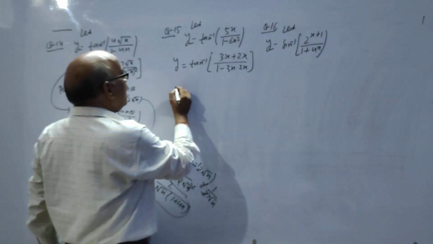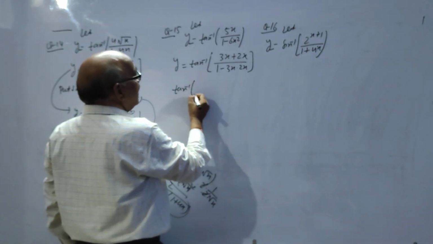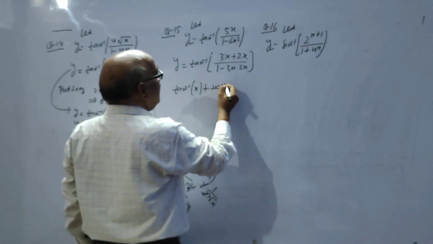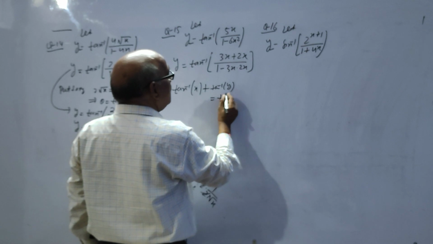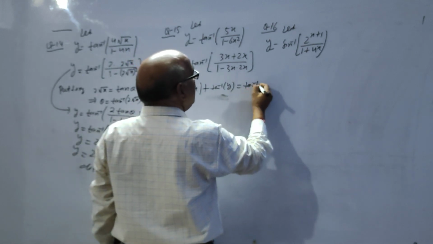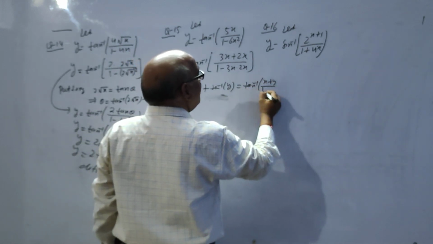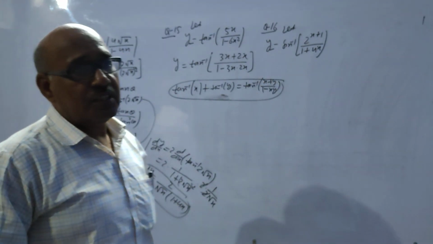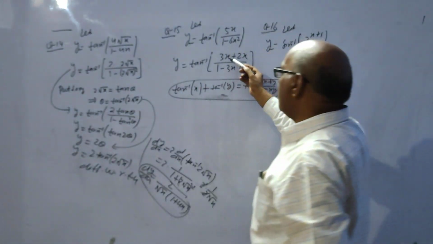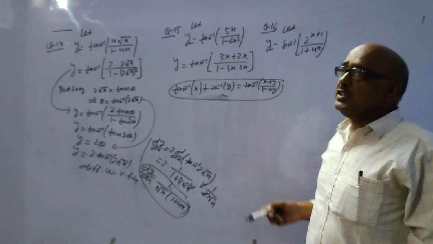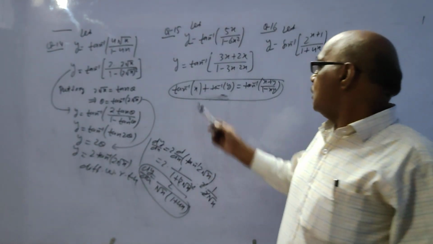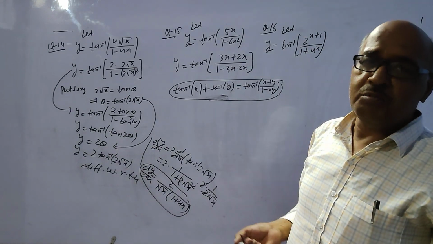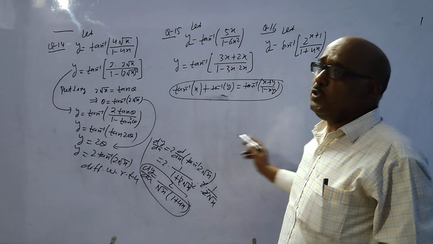So you know this formula, tan inverse x plus tan inverse y is equal to tan inverse x plus y upon 1 minus xy. This formula is known to you from inverse trigonometric functions. If you forget this formula, you can put 3x equal to tan alpha and 2x equal to tan beta. So we can say y is equal to tan inverse of tan alpha plus tan beta upon 1 minus tan alpha tan beta. You can solve it that way as well. If you remember this formula directly, you can apply it.